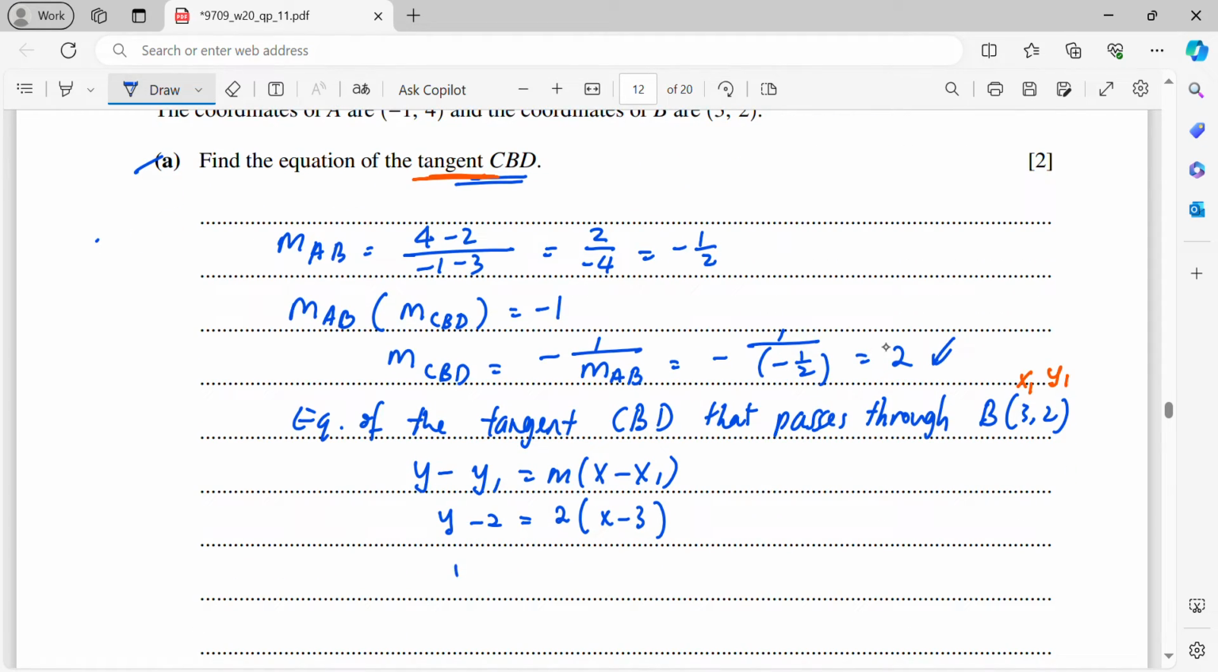Hence, you will be getting y minus 2 equals 2x minus 6. Then the minus 2, you move to the other side. Your y is 2x minus 6 plus 2, which is 2x minus 4. So this is the equation of the tangent.